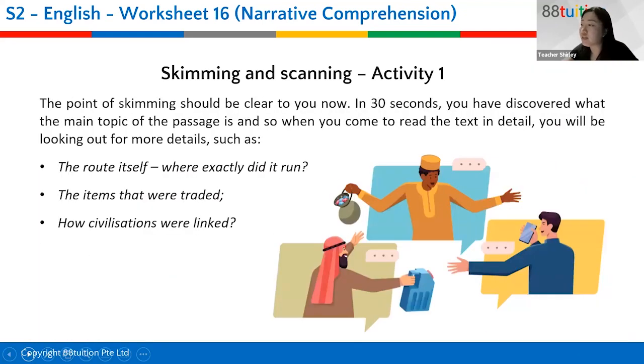Now, the point of skimming is clear to you. In 30 seconds, you have discovered the main topic, right? And so when you come to read the text in detail, after skimming and scanning, the next thing you should do is to go and look at the comprehension questions. Once you've taken a look at the questions, you will then come back to look for more details. Like, for example, where exactly did it run? What were the items that were traded? Those are additional information which might appear within the paragraphs itself, but maybe not the first sentence of the paragraph. And how civilizations were linked.